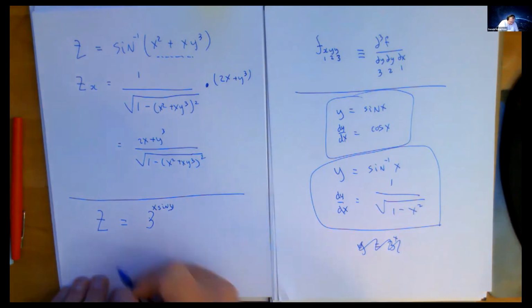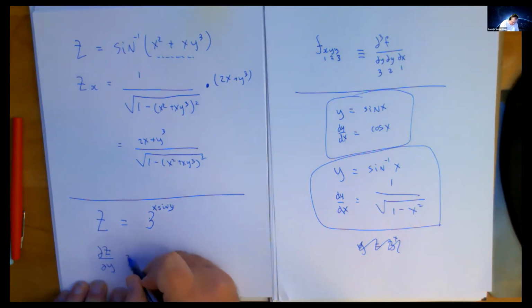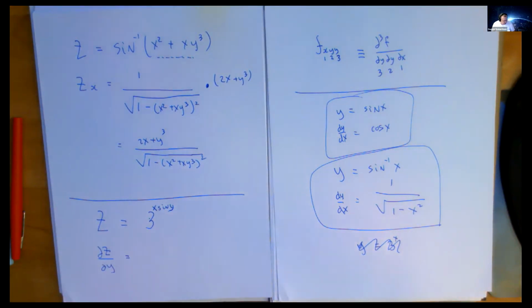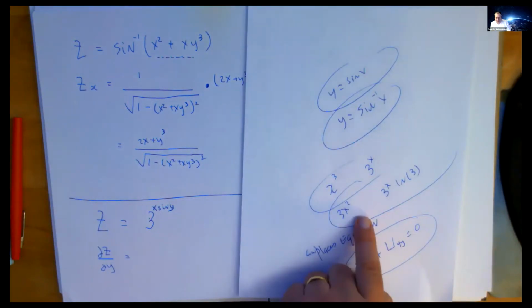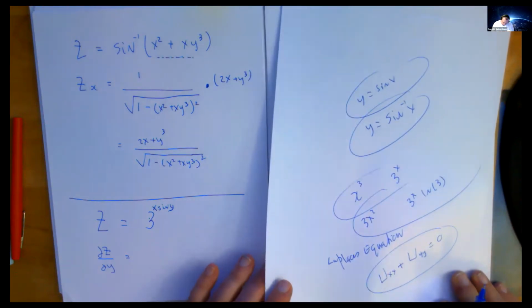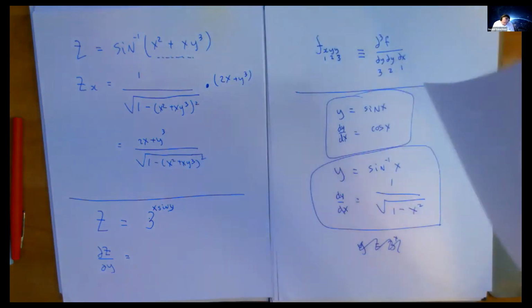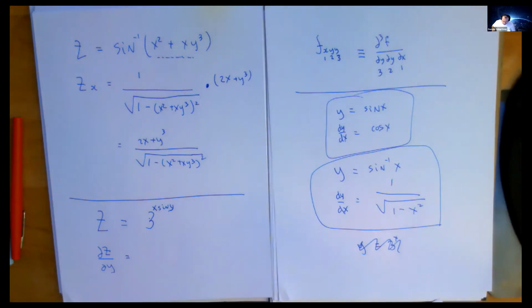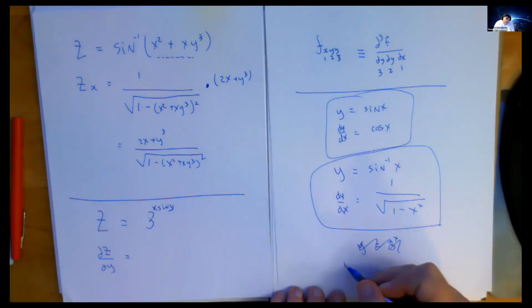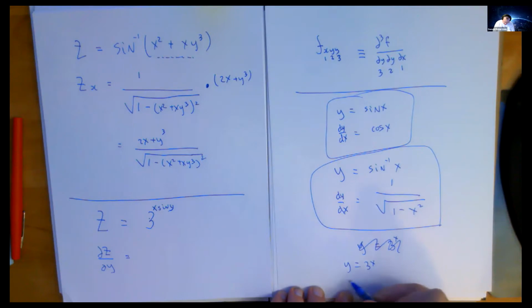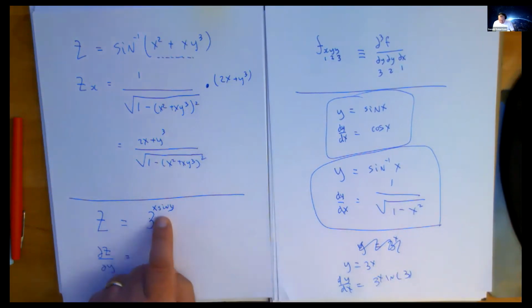That guy. And you wanted to find the partial derivative with respect to, say, y. Now that falls under this one here, right? So if you wanted to differentiate this guy, then you get the 3 to the x log 3, right? That's what this guy is.